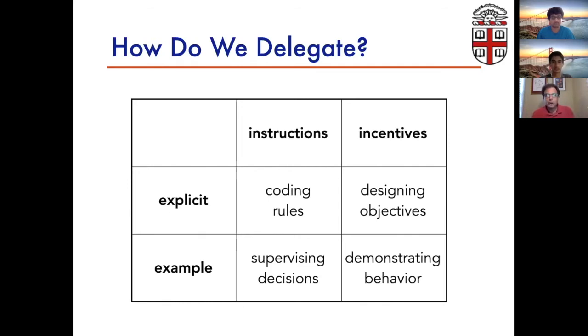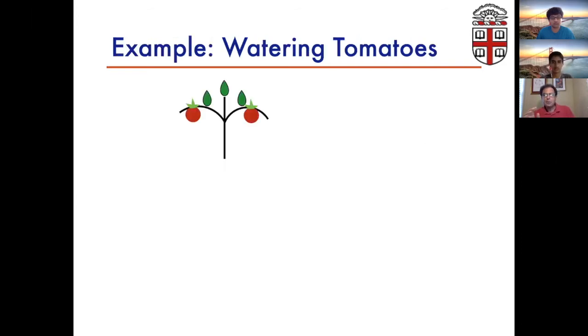So let me start. I'm going to go left to right, top down, sort of reading order in English, and I'll start with the explicit instructions case, coding rules. To motivate a bunch of these examples, I'm going to think about a concrete situation in which we might want to delegate to a machine. So I picked watering tomatoes.